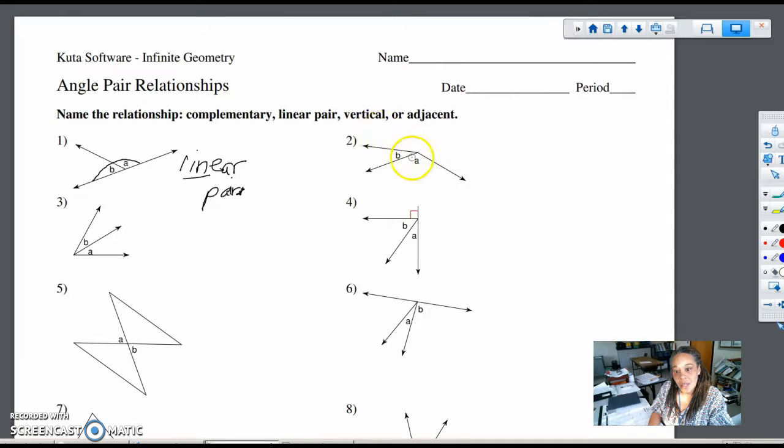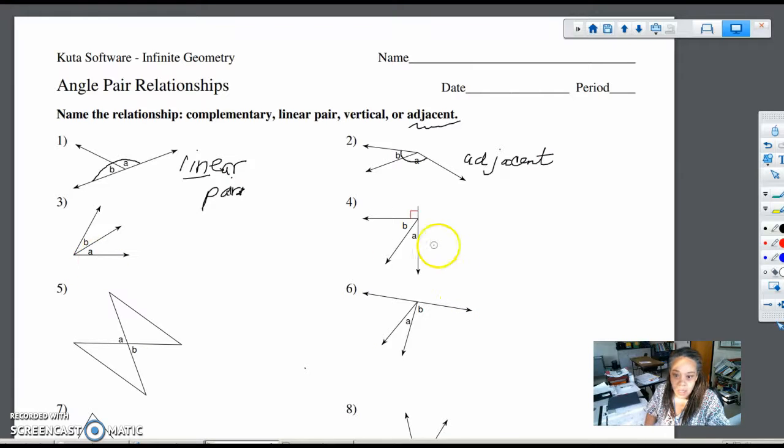Look at number 2. It does not form a straight line. It also does not form a hard corner. And they are not directly across from each other. They're just right next door to each other and make up two angles into one. So remember, the one that's next to each other is adjacent. So once you know what you are looking at, then these aren't too hard at all.